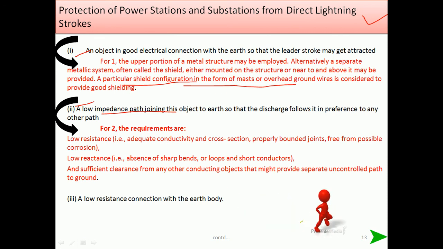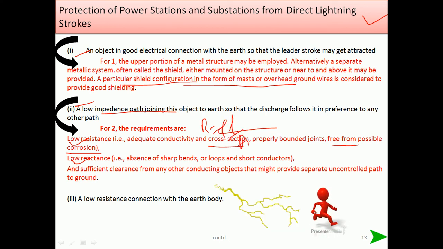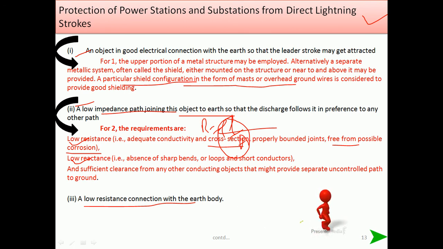It may be a low resistance, it may be a low reactance, but the material should be free from corrosion, because it has to be buried under the ground, right? Its cross-sectional area must be proper, because resistance R equals rho L upon A. So all these three parameters must be kept in mind before designing any internal resistance. A low resistance connection of our earth body is very important. If we do not follow these relationships or patterns, then there might be a very big accident in a substation or in a power station.